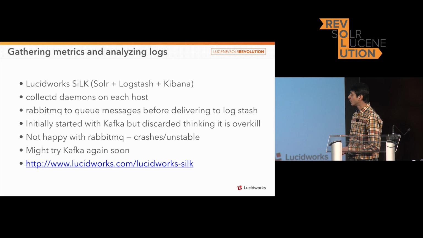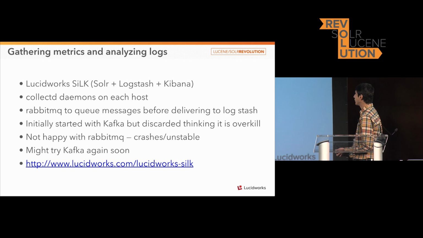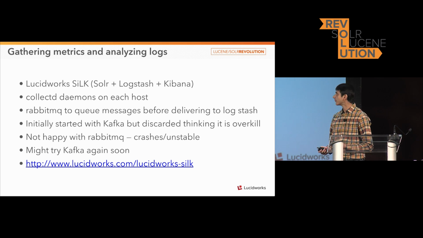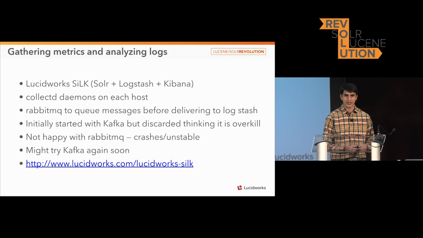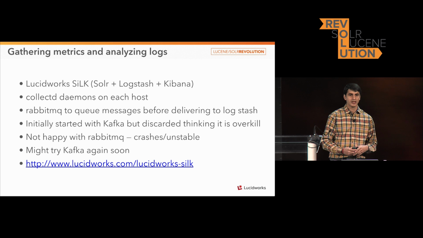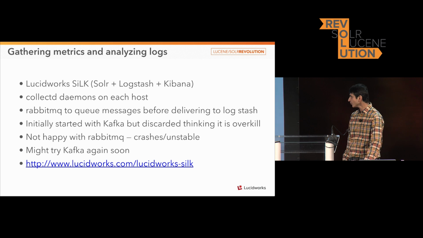Lucidworks Silk, the Solr plus Logstash plus Banana, the Kibana port, was used to collect the metrics, and collect daemons were installed on each of these hosts. RabbitMQ was used to queue messages before they were delivered to Logstash. As I said, we initially started with Kafka, but we discarded it thinking that it might be overkill. But we are not quite happy with RabbitMQ. It had problems with crashing randomly and restarts, and we might actually go back to Kafka when we need to do this again.